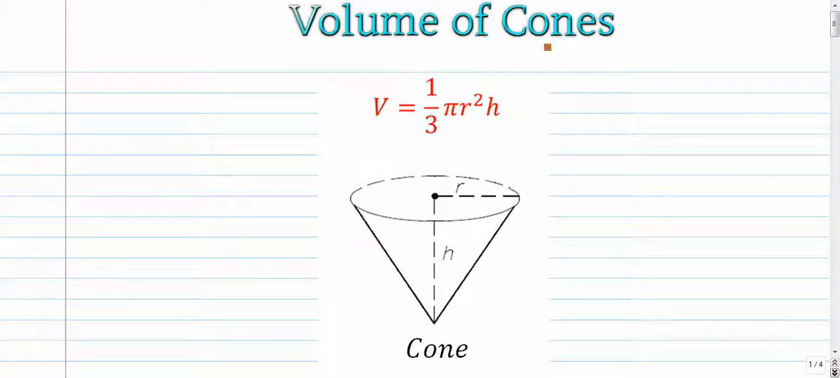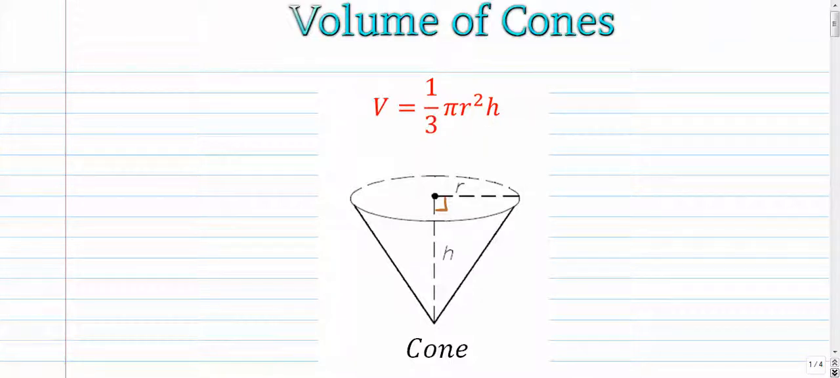Our next volume video is volume of cones. What we're going to discuss here we call right cones. Right, so they're standing perfectly straight up, and there's a circle at the bottom. To calculate the volume of a cone, it looks very similar to the volume of a cylinder, and it is. The only difference is that you take a third of that volume. So what we're going to look to find is the radius and the height.